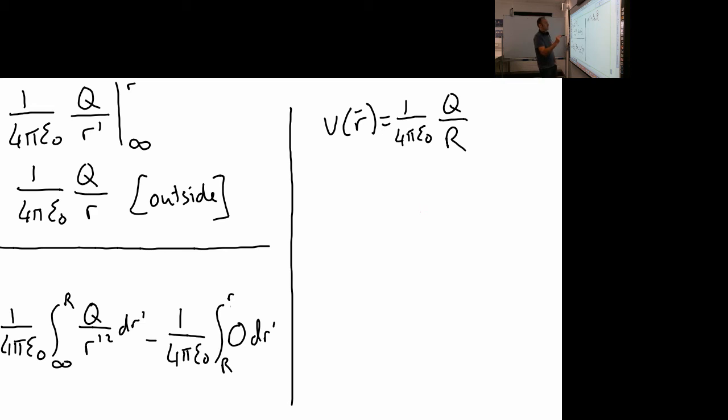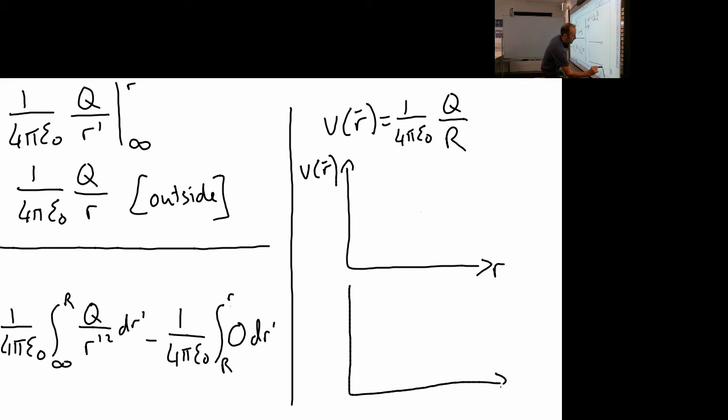So let's plot what this would look like. Okay, so what we're going to do is plot as a function of r our potential V of r. And we're also going to plot our electric field as a function of r to see how the two vary. This is V of r. And below it, we're going to do it for the electric field.